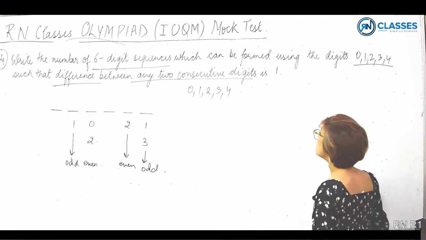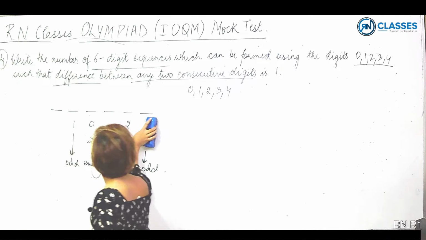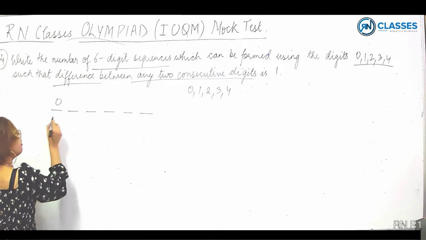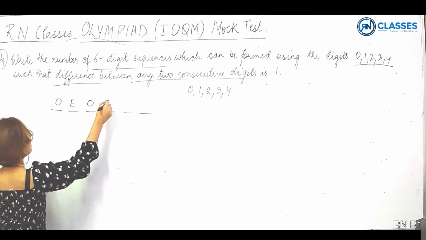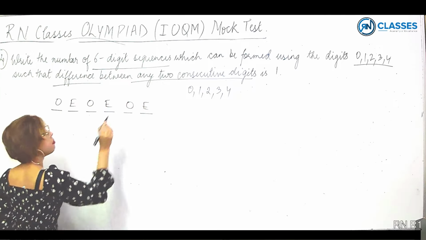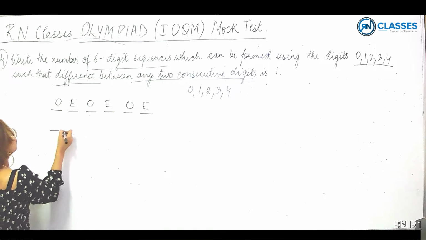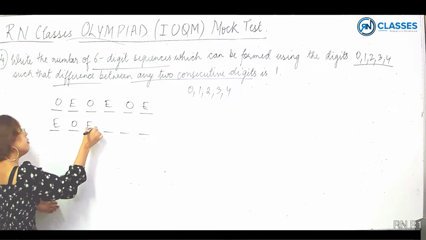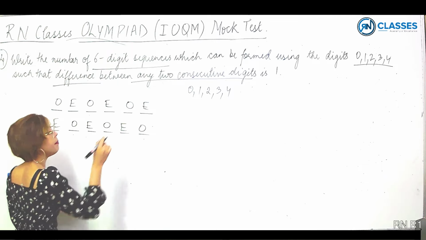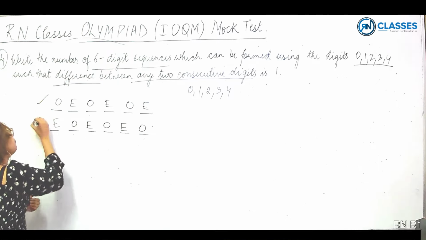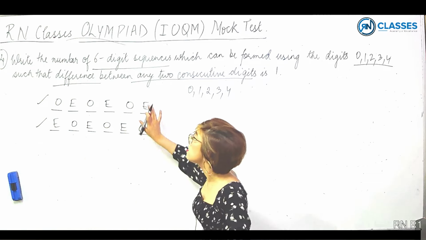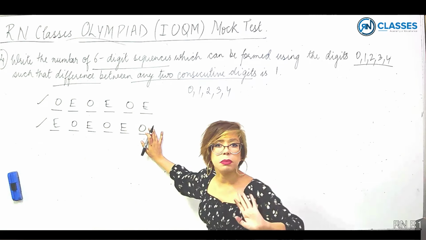Now, since odd numbers and even numbers are alternating, there are just two possibilities. Either I will have an odd number here, then even, then odd, and even, odd, even. The second might be, obviously, that the sequence starts with even, then odd, even, odd, even, odd. These are the two possible cases. If I can count the number of sequences in this case as well as this one, I'll add them up and my answer would be there.